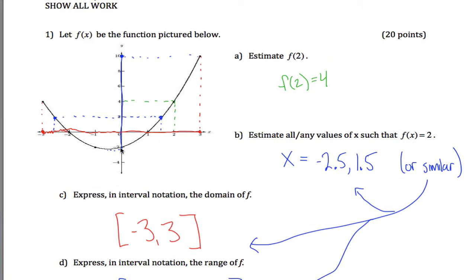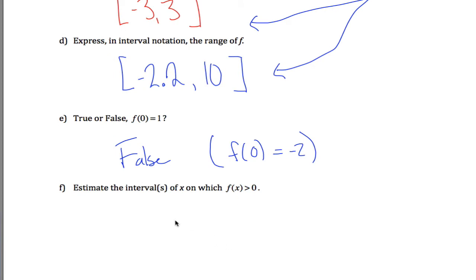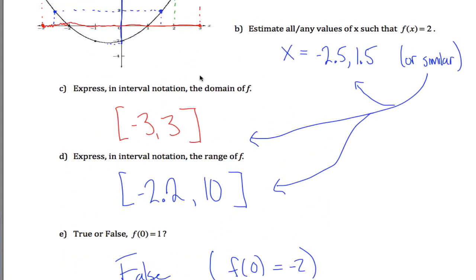Right, because it's 0, the height is -2. Estimate the intervals of x on which f of x is greater than 0. Nice that I said of x. I don't think they did that in the homework. Whenever we're talking about intervals, we specify the x value. So this wants to know when is the x value greater than 0.